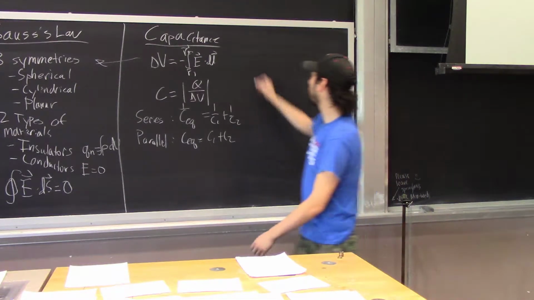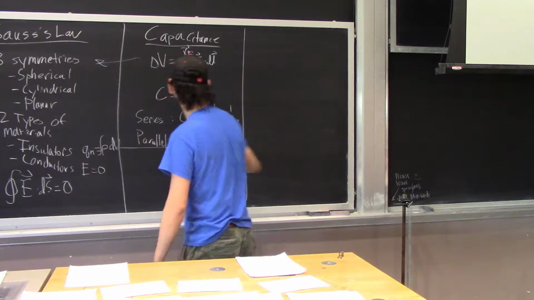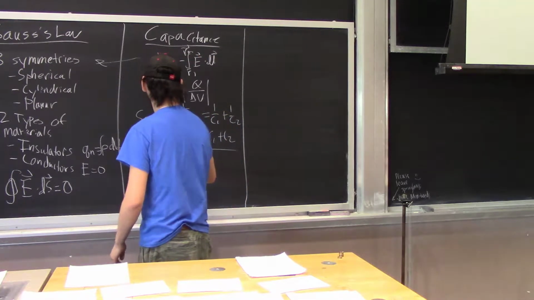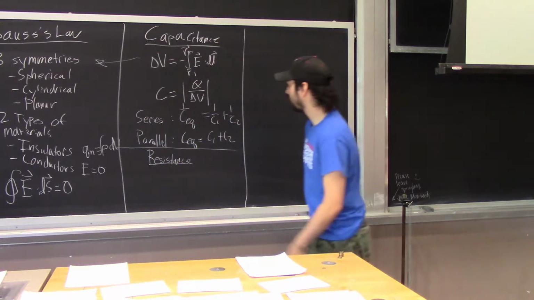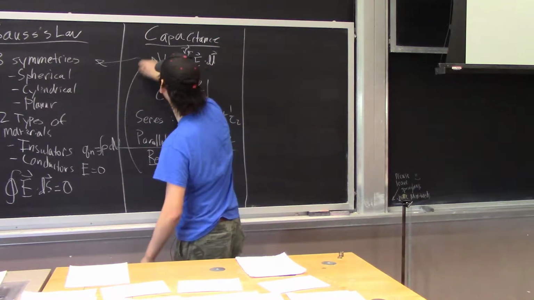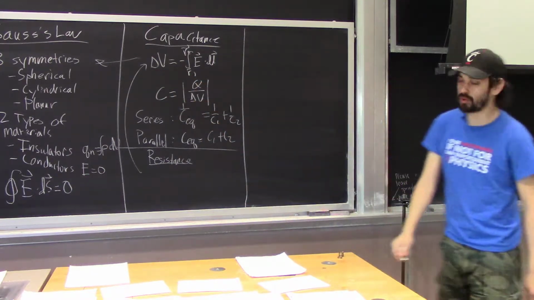The next piece that we need is resistance. So for resistance, we built this up from the ground level just like we did with capacitance, and so this equation here, again, is going to be important.